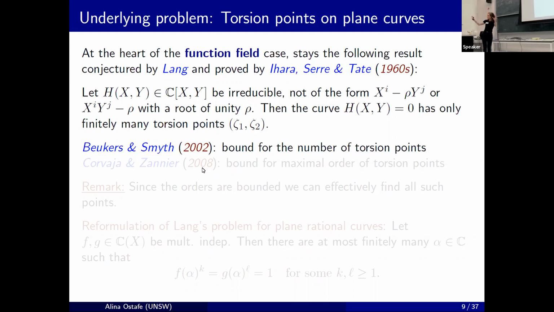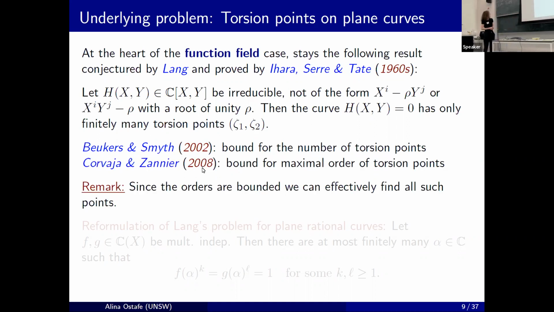So we know that there are finitely many of them. Beukers and Smyth gave a bound on the number of torsion points, which is about 11 degree of H squared. And Corvaja and Zannier gave a bound for the maximal order of torsion points, which actually follows very easily from the proof itself, but the bound depends on the degree. The achievement of Corvaja and Zannier is to give a bound that depends also on the genus of the curve. And when the genus is small, it wins over the bound that depends only on the degree.